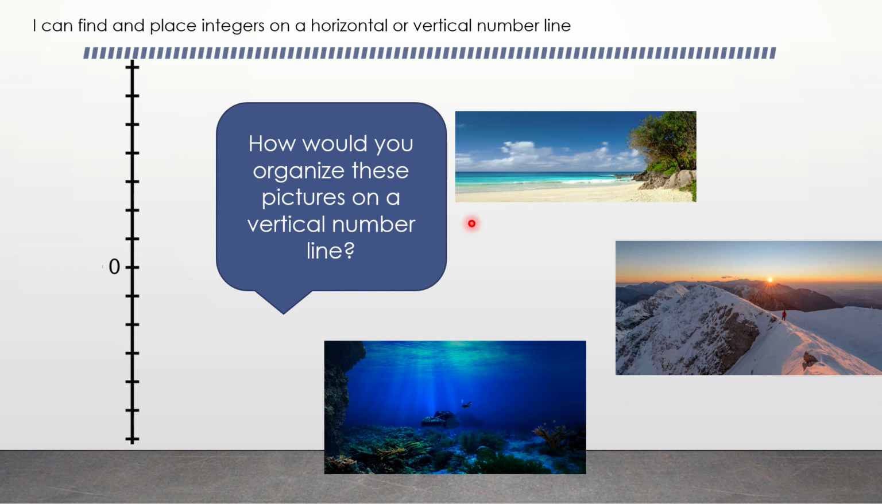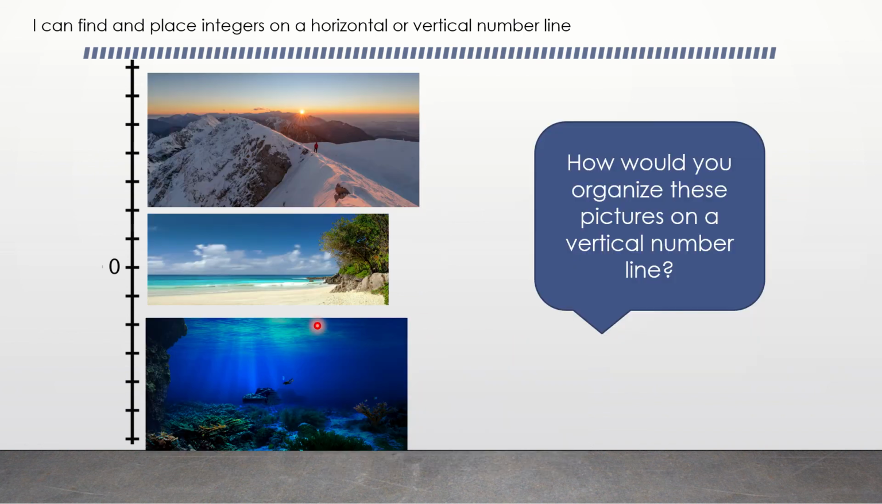All right, now we have a vertical number line. Vertical is up and down over here. How would you organize these pictures on a vertical number line? Go ahead and pause the video and think about where you would put the at sea level picture, where you would put the above sea level or the mountain area, and where you would put the below sea level or underwater picture. So I put the at sea level at 0. And then I put the mountain, which would be above sea level, in the positive range because it's up. And then under the sea would be negative because it is down. Down is negative, up is positive.